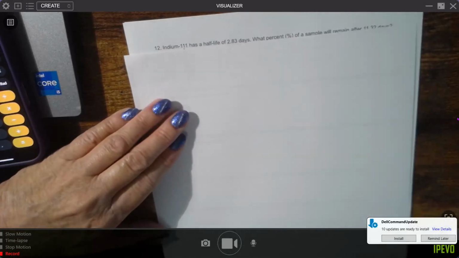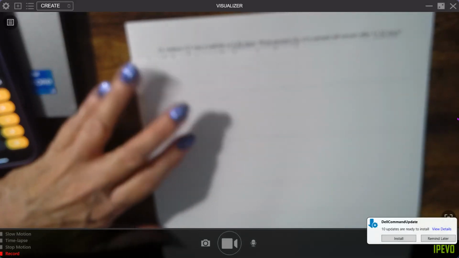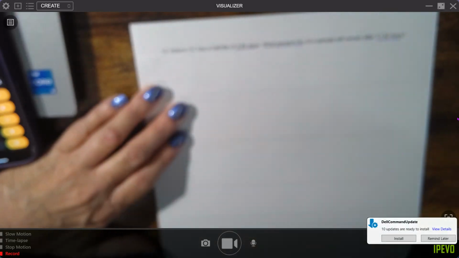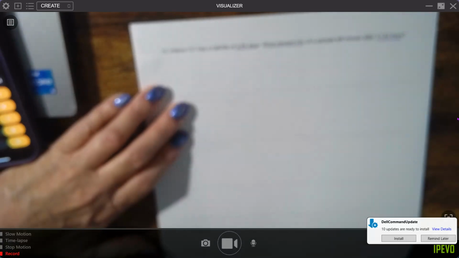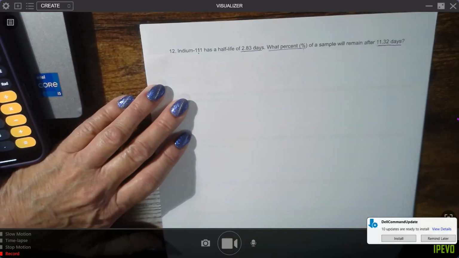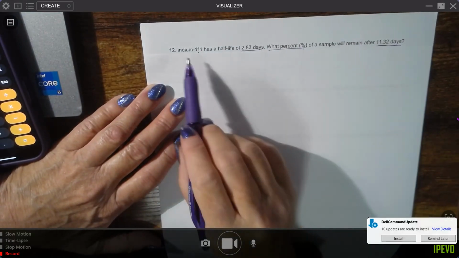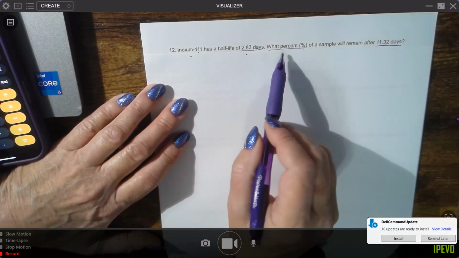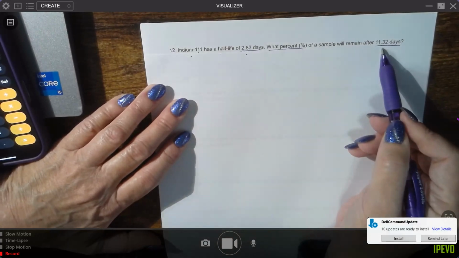All right, let's look at this next question. This next question says, indium 111 has a half-life of 2.83 days. What percent will remain after 11.32 days?